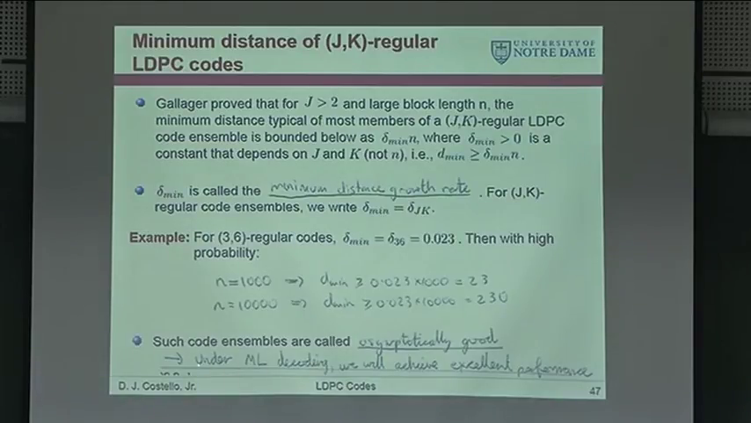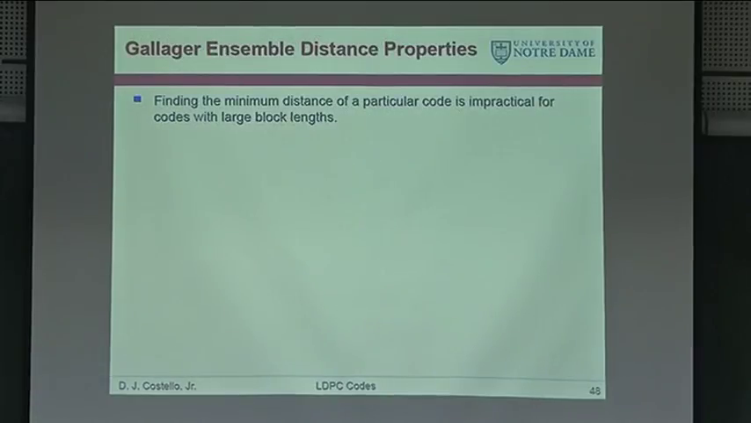This just says that with ML decoding, we'll achieve excellent performance because you have a large minimum distance. And this is asymptotically good. It just means that as you make the codes large, you're guaranteed to have good codes because you're going to have good minimum distance. And again, as I said, finding the minimum distance of a particular code with large block length is impractical. There's not much structure to these codes.